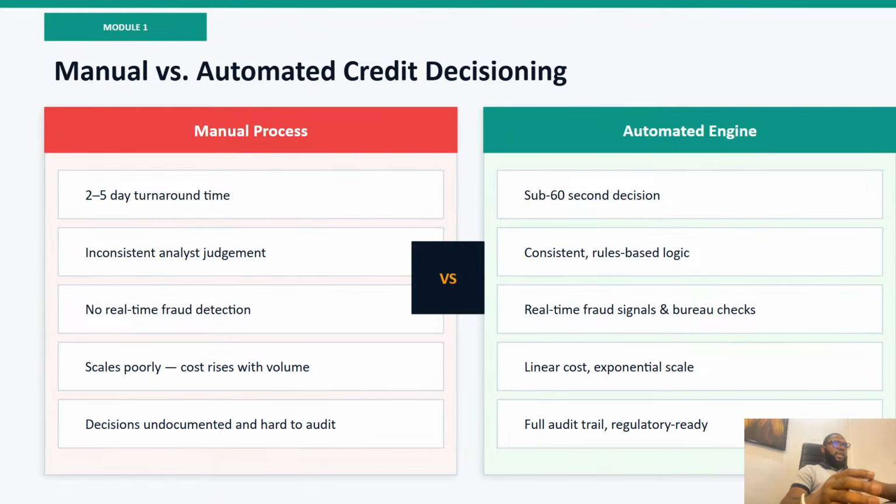These are some of the flaws with the manual credit decisioning.